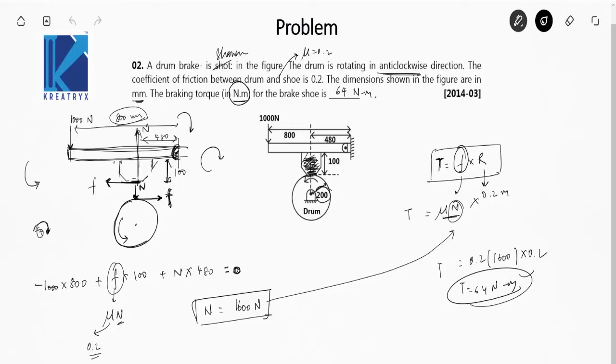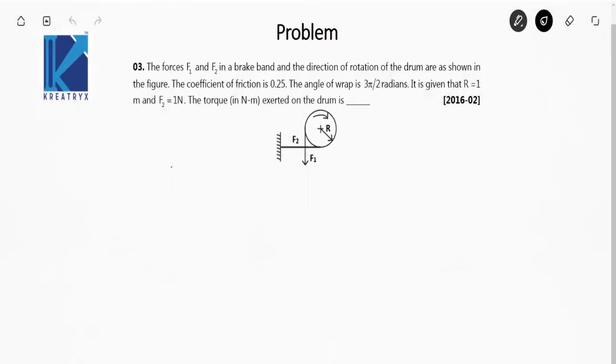Next question. The forces F1 and F2 in a brake band, and the direction of rotation of the drum are as shown in the figure. The coefficient of friction mu is given, that is 0.25, and the angle of wrap theta is given in radians. Theta is 3 pi by 2. In the formula of band brake, you put theta in radians, and here in the question theta is given in radians only.